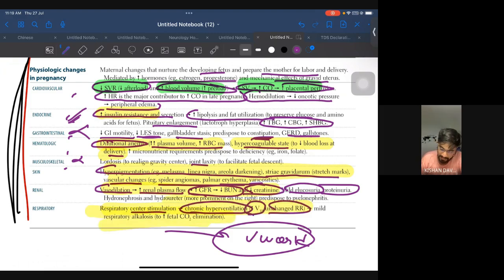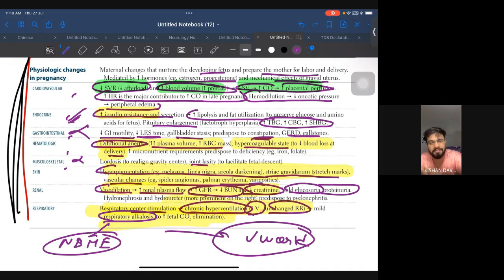So as a result, there will be respiratory alkalosis. In the NBME, they ask which metabolic disorder occurs in pregnancy. Okay, this is not given anywhere. But in NBME, they have asked which metabolic disorder occurs in pregnancy. So you will say respiratory alkalosis. Okay, so all these are important. Let me see if any other point is left out. Okay, two important points they have not given here. Let's just write it down.